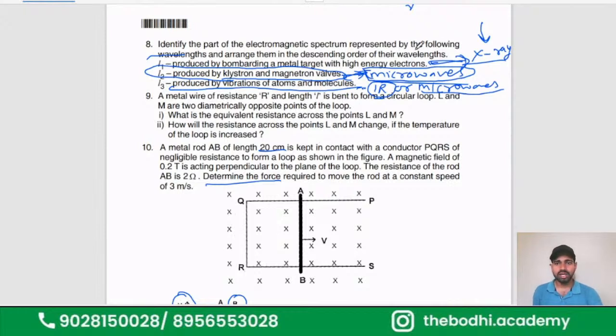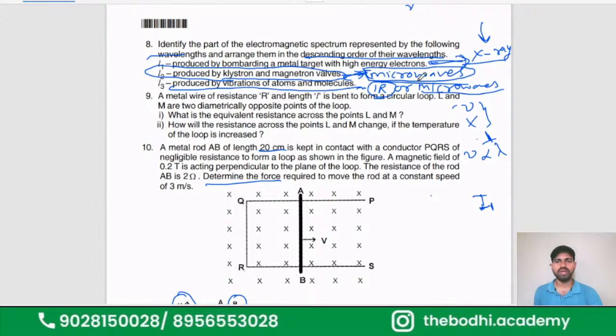All right. So we have to arrange them in descending order of their wavelength. Now we know that X-ray and gamma rays have very, very high frequency. High frequency means the wavelength will be very, very less, because frequency and wavelength are inversely proportional, right? So X-ray will have the shortest wavelength. Descending means first the bigger will come, then the smaller. So I'll say I1, I don't have to write lambda. I1 is here.